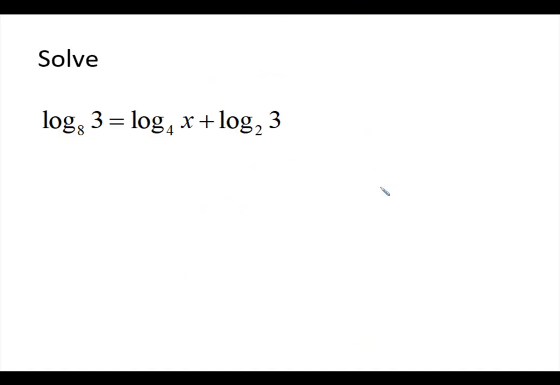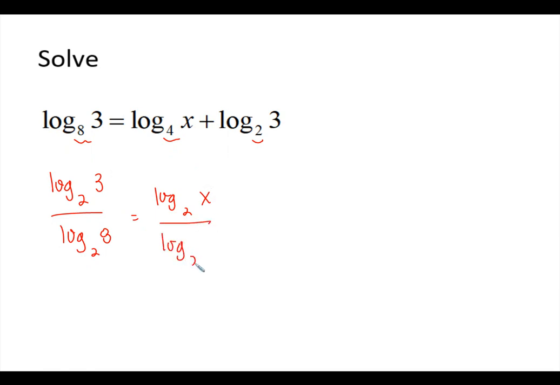All right, so let's take a look at another solving log equation problem with different bases. Since we have different bases here, we know that we cannot use the log properties to write this as a single log. So what I'm going to do is use the change of base formula to rewrite this with the same base. Since the lowest base is 2, I'm going to use log base 2. So log base 2 of 3 divided by log base 2 of 8 is going to equal log base 2 of x over log base 2 of 4.